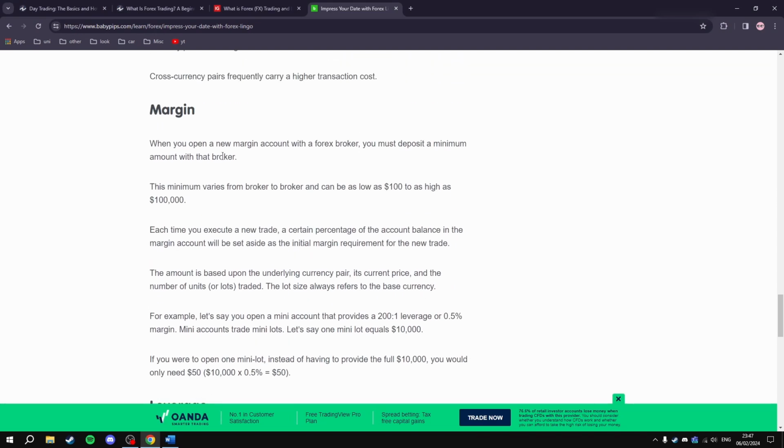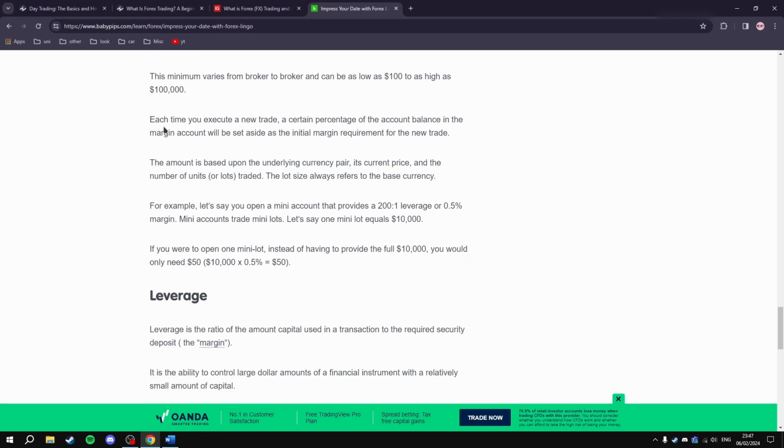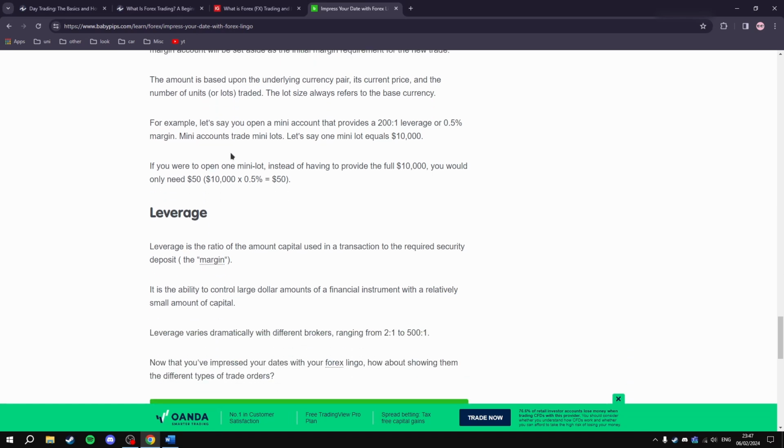Margin. We open a new margin account with a Forex broker. You must deposit a minimum amount with that broker. This minimum varies from broker to broker and can be as low as 100 to as high as 100,000. Each time you execute a new trade, a certain percentage of the account balance in the margin account will be set aside as the initial margin requirement for the new trade. The amount is based upon the underlying currency pair, its current price, and the number of units or lots traded. The lot size always refers to the base currency.